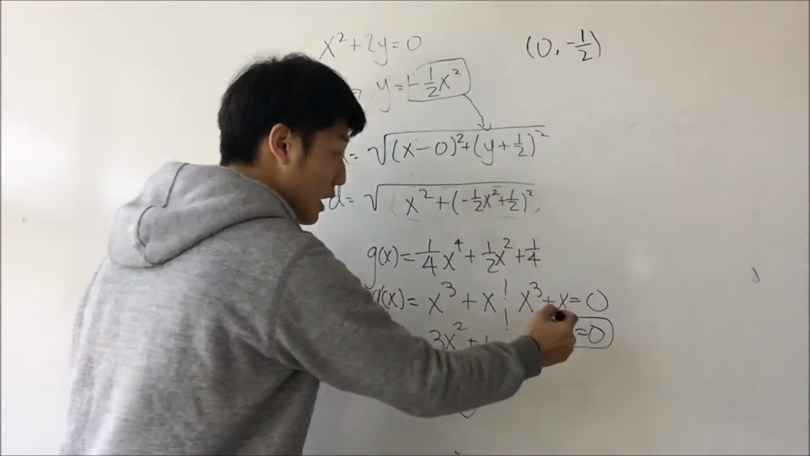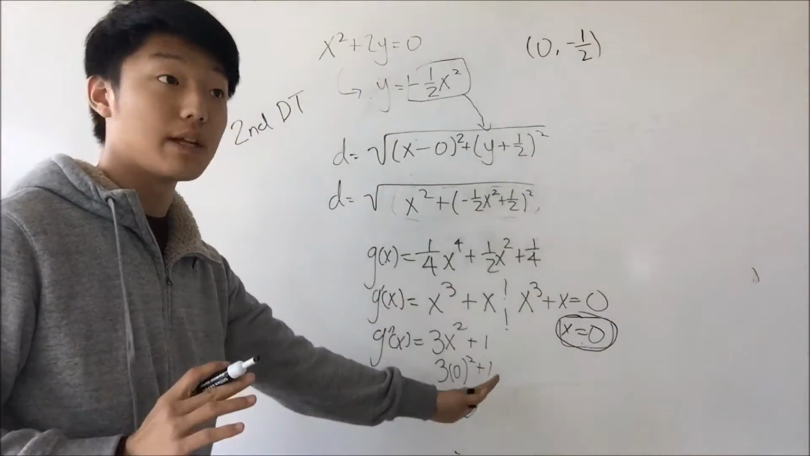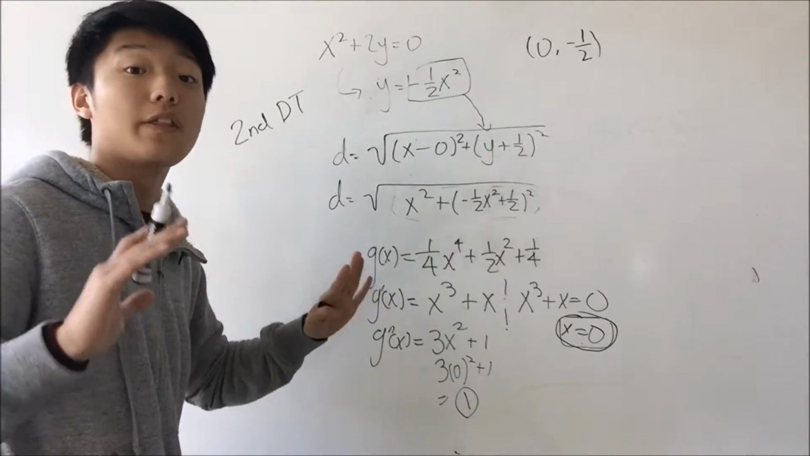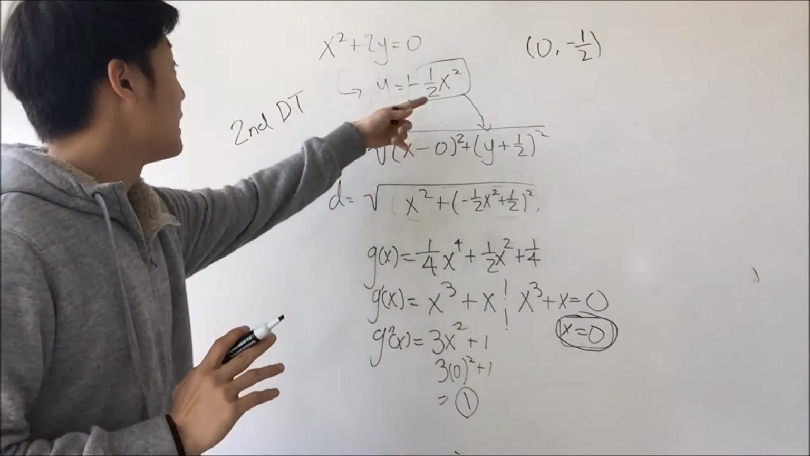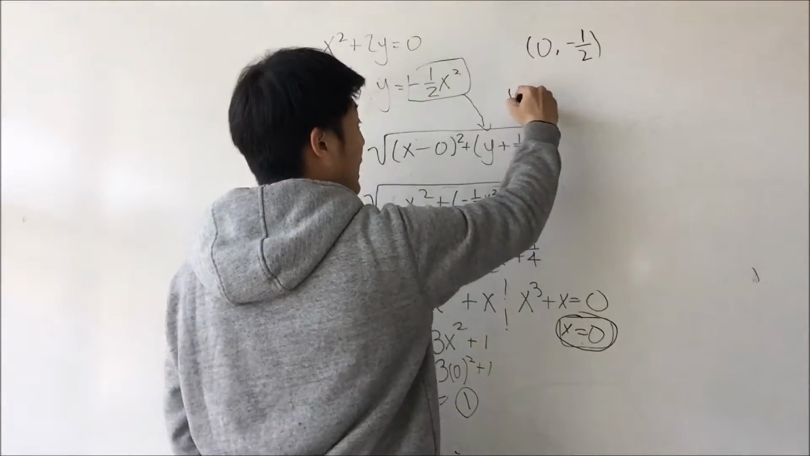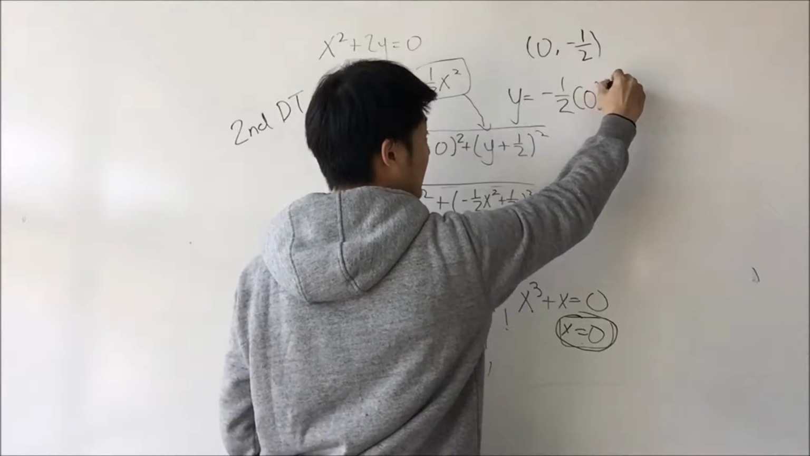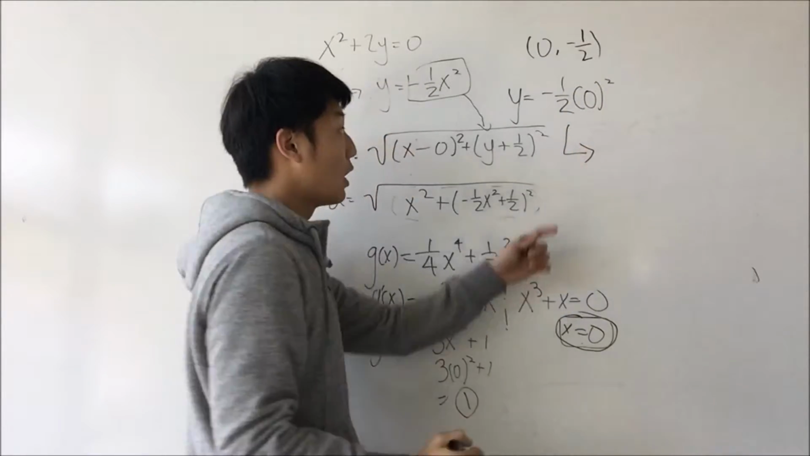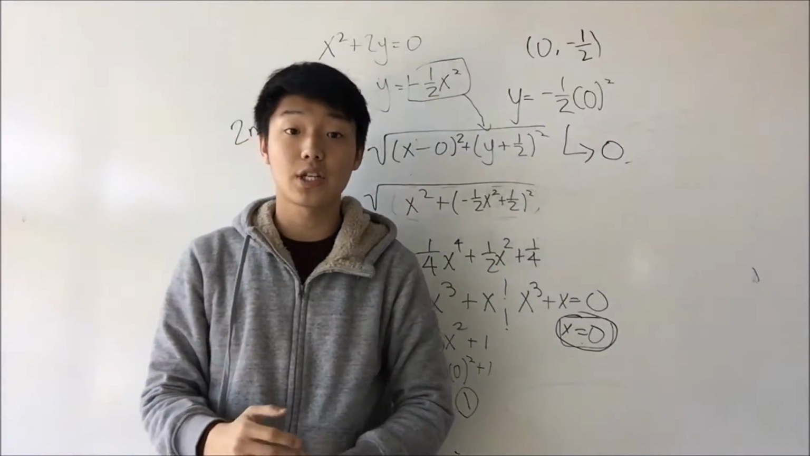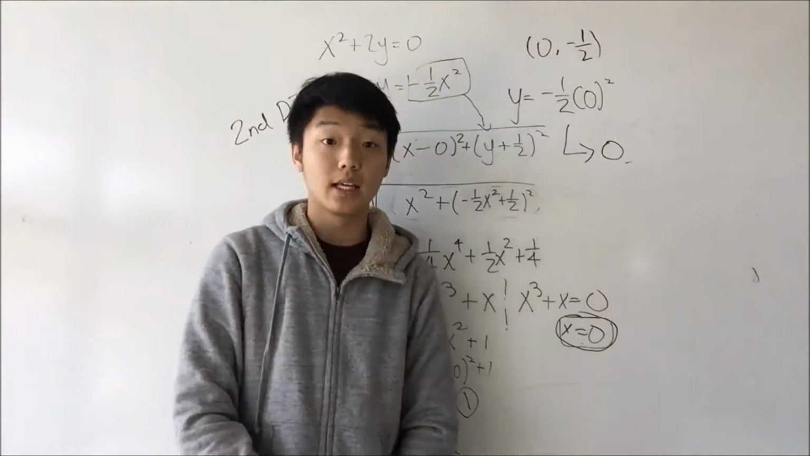So, now, because x is 0, and we have solved that this is the minimum critical value for this function, for the nearest or the minimum distance, we can plug back into the original equation, which is y equals negative 1/2 times 0 squared. And now we get the y value, which is 0. So the answer to this problem is 0. Choice B.